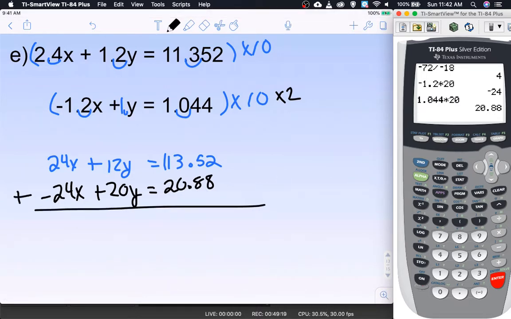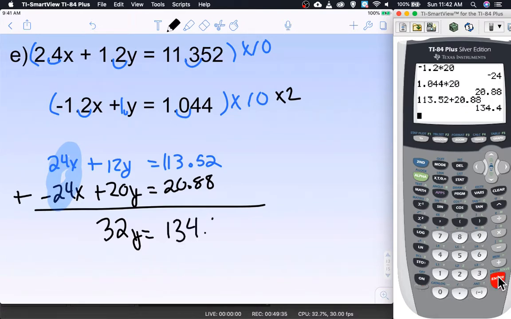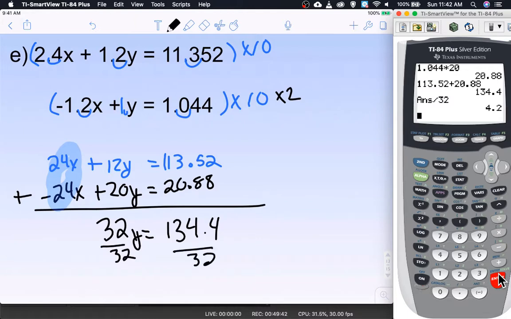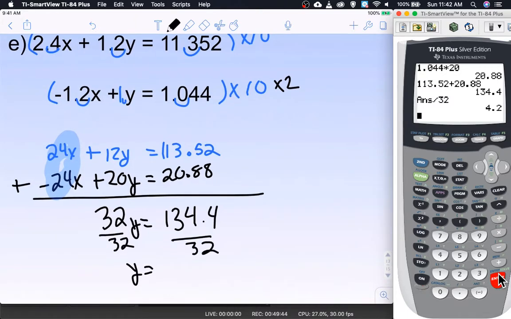Now when I add, my x's do eliminate. My y's give me 32y. My constants give me 113.52 plus 20.88 is 134.4. And then we divide by 32 on both sides. And we get a y value of 4.2. If you start with decimals, you end with decimals. My y value is 4.2, not 4, 2.